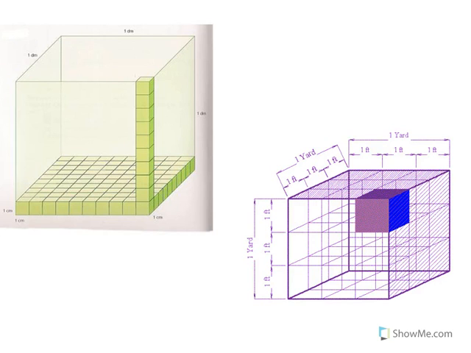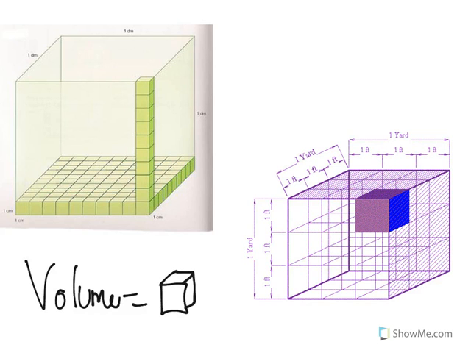In this lesson, we're going to take a look at finding volume of a 3D object. Volume is counting the number of cubes it takes to occupy space and fill an object.